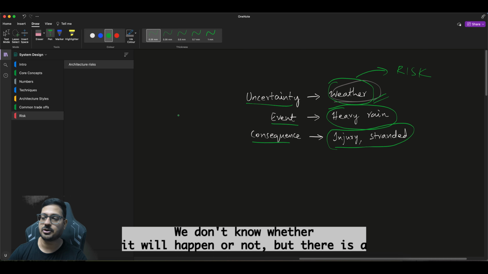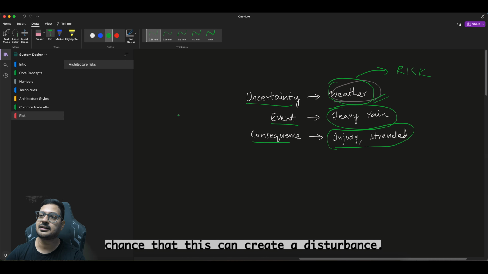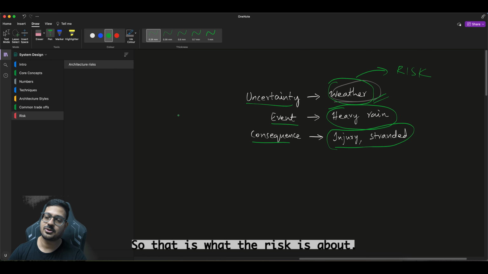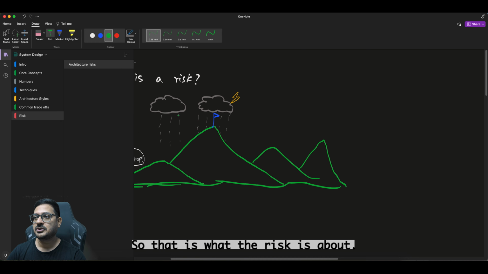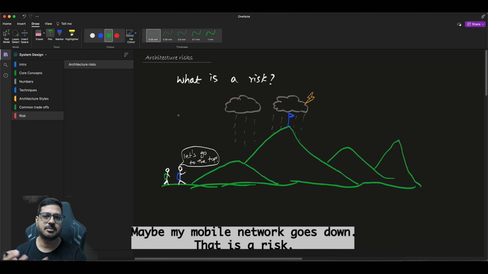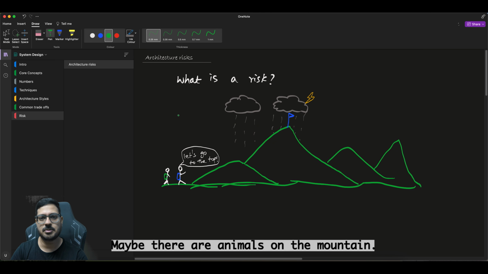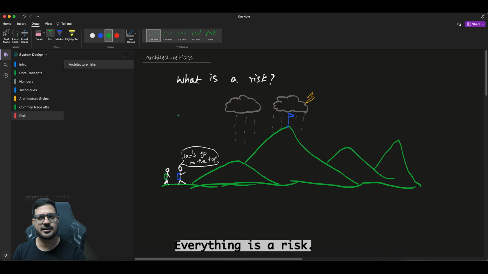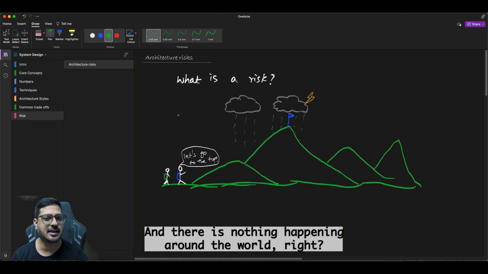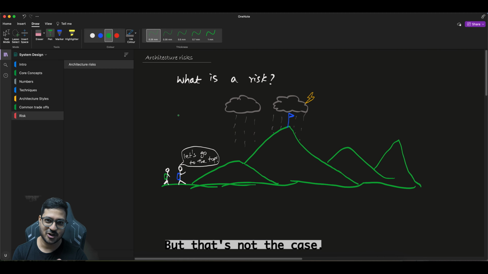This uncertain thing is called risk. We don't know whether it will happen or not, but there is a chance that this can create a disturbance or an impact on our plan, right? So that is what a risk is about. At this point, you might be thinking, everything is a risk then. Weather is a risk, my shoes are a risk, maybe my mobile network goes down, that is a risk, maybe the mountain range is too steep, maybe there are animals on the mountain, everything is a risk. If everything is a risk, then nobody will plan to go anywhere, and there is nothing happening around the world, right? But that's not the case.